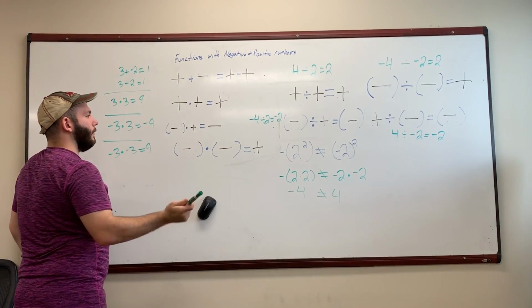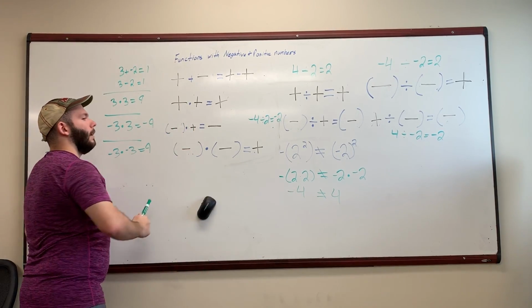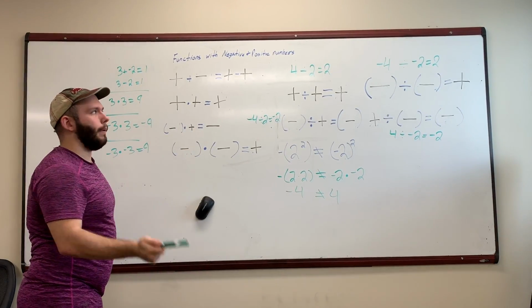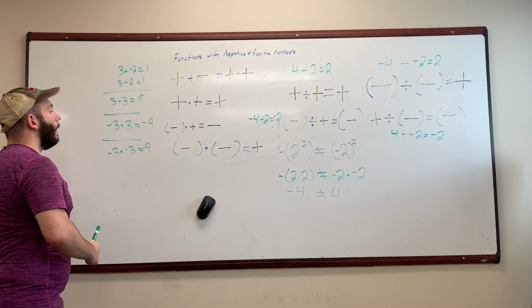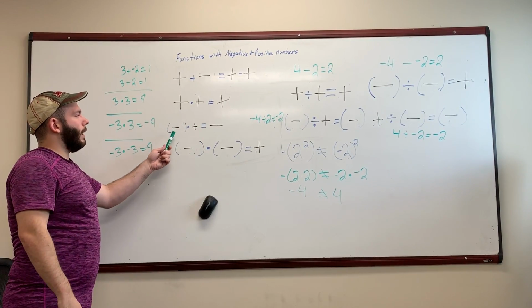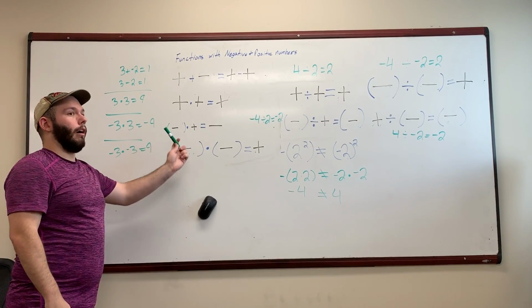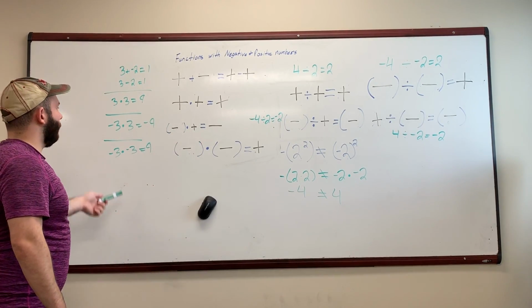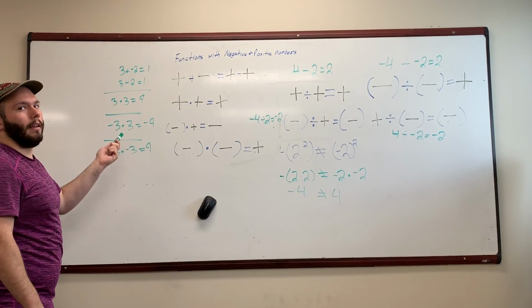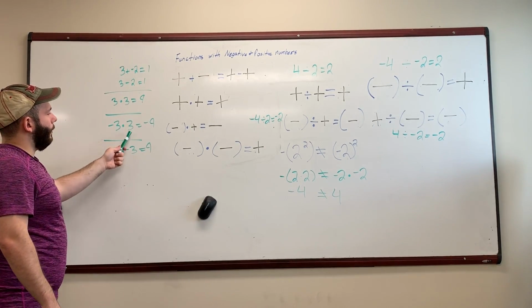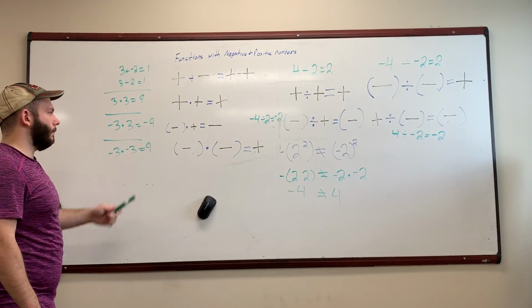Now, if you take two positive numbers and multiply them together, you'll get a positive outcome like you might expect. For example, 3 times 3 is equal to 9. However, if you multiply a negative and a positive number together, you'll always get a negative number. So, negative 3 times 3 is equal to negative 9. The same way that 3 times negative 3 is equal to negative 9.